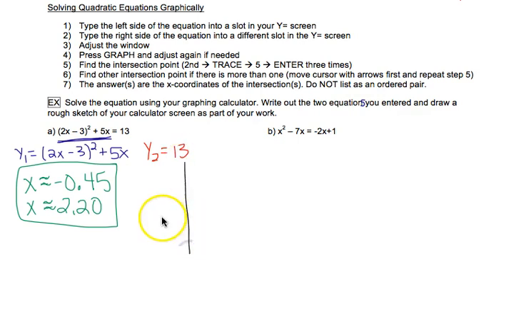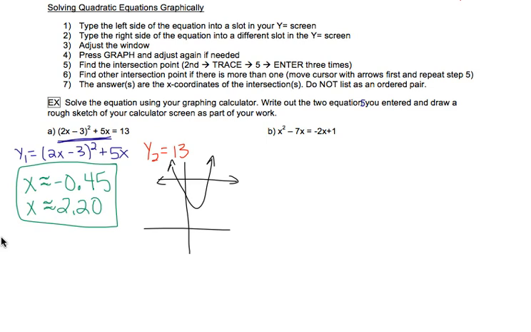It can really truly be a rough sketch. So I see a parabola that kind of looks like this, and then I've got a line about up here. So this is all I need. You want to make sure it's plausible that these are in the right place. This is on the negative side, this is on the positive side. And so that works, and I've got my answers.